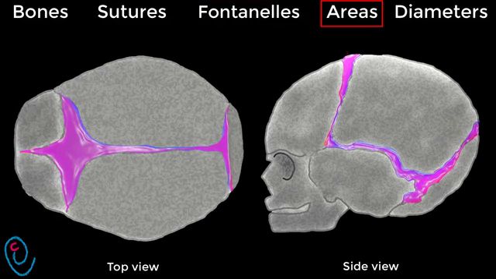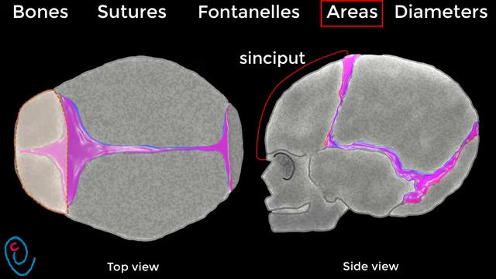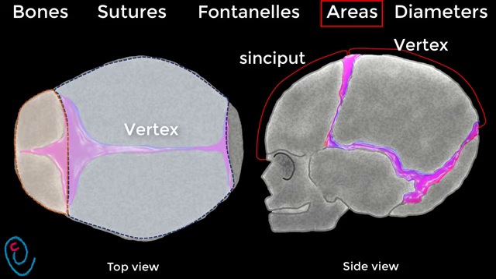Regarding areas of the vault, the area in front of coronal suture is called sinciput. It's also known as brow. The vertex is a rectangular area, bounded anteriorly by anterior fontanelle and the coronal sutures, posteriorly by posterior fontanelle and lambdoid suture, and laterally by two longitudinal lines passing through parietal eminence. The area behind the lambdoid suture is called occiput, and it is limited to the occipital bone.